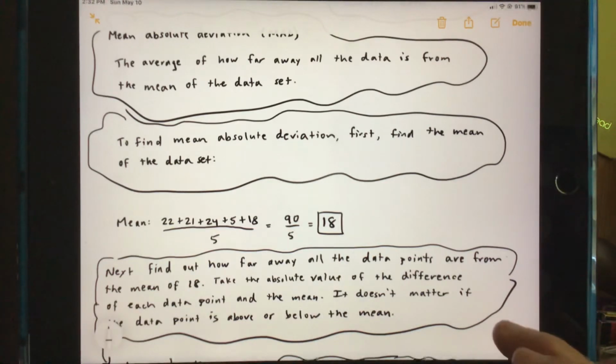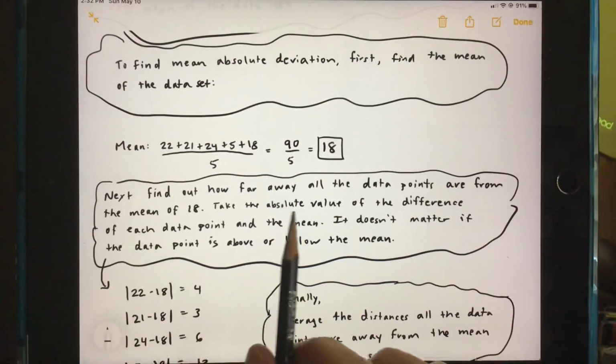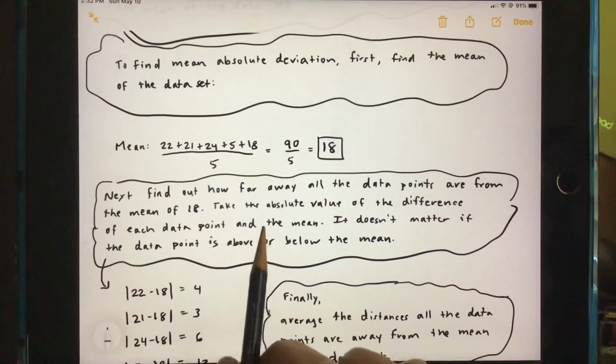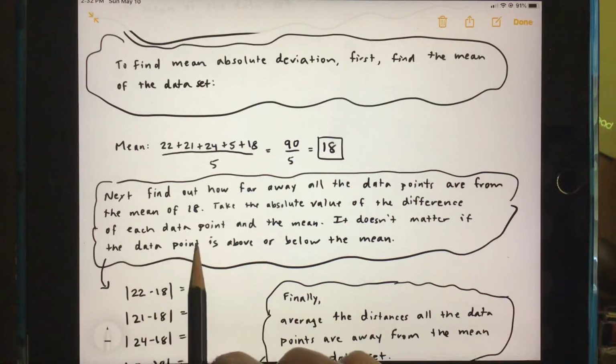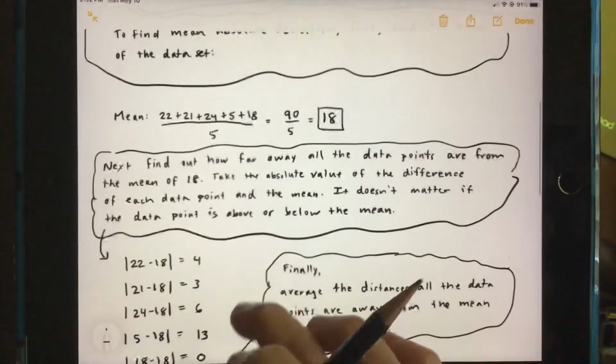Now, continuing on with finding the mean absolute deviation. Next, find out how far away all the data points are from the mean of 18. And you're going to take the absolute value of the difference of each data point and the mean, because it doesn't matter if the data point is above or below the mean. So let's see, what does that mean?